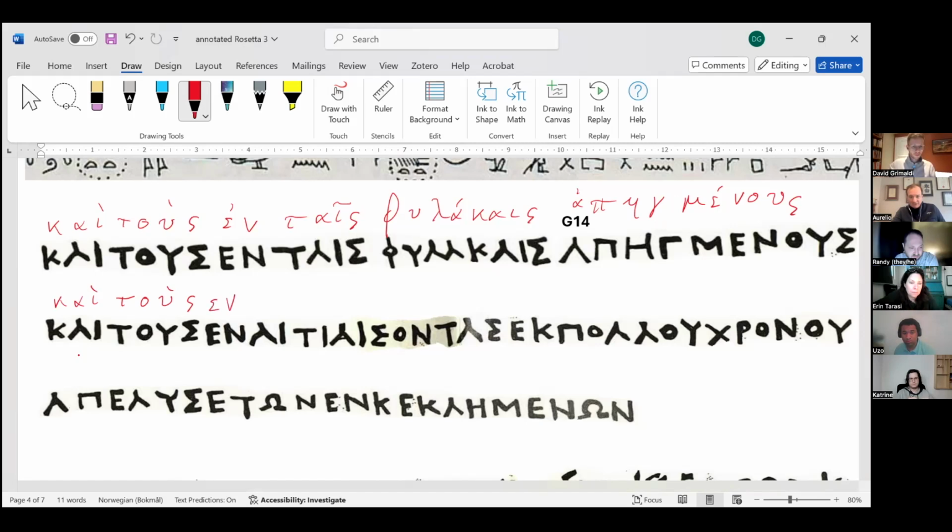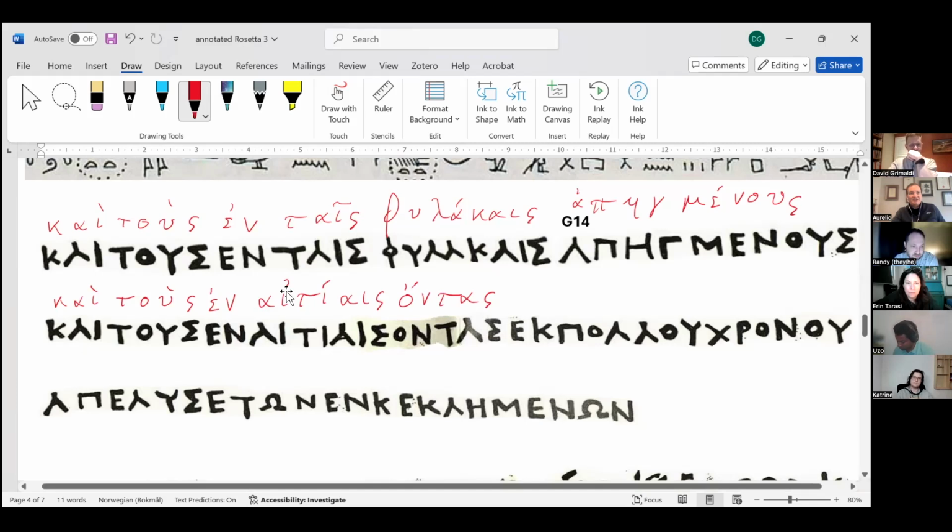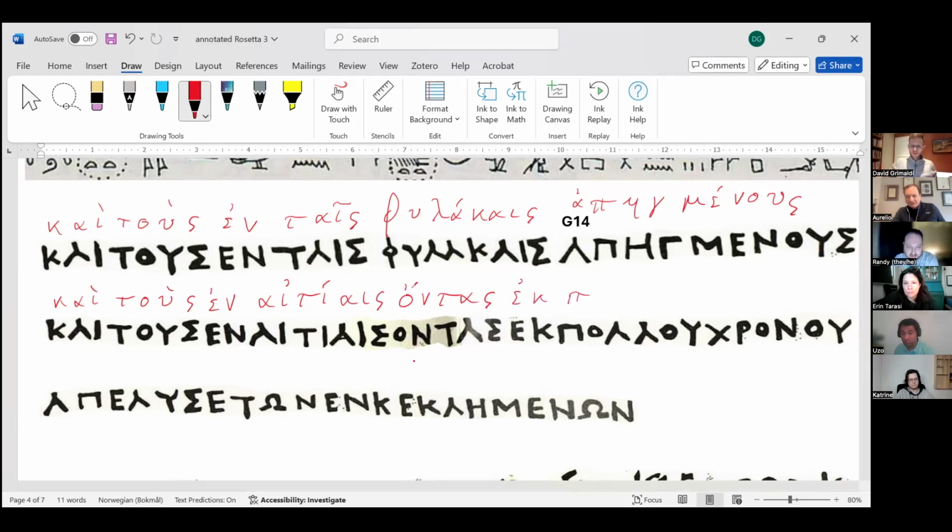Aitias. Ontas. So ontas would be being, the ones who are being, aitias. Aitia is charge, and aitis, I should have said, is charge. So I guess these are the ones who are being charged or who have been charged. Aitias, ontas, ek, polu, kronu. Literally from a long time, or for a very long time.